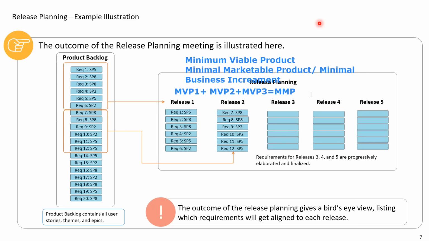So can we take this MMP 2 as an increment, Pankaj? No, this is MMP. Why are you taking that? See, again, we are losing the context, guys. In your case, there is no MVP. You are working on minimum business increments.